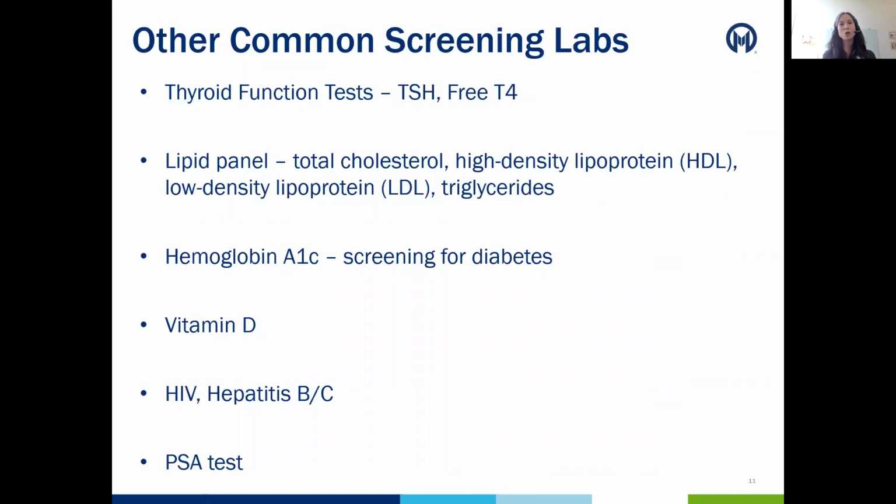There's not really enough time to go over in detail all of these other additional common screening tests, usually more commonly checked with primary care providers, but other common basic screening labs that people get include thyroid function tests, cholesterol levels, hemoglobin A1C to screen for diabetes, and vitamin D levels. We often screen adults for HIV and hepatitis B and C, and also use different cancer screening tests. Most commonly for prostate cancer screening, there's a blood test called PSA.